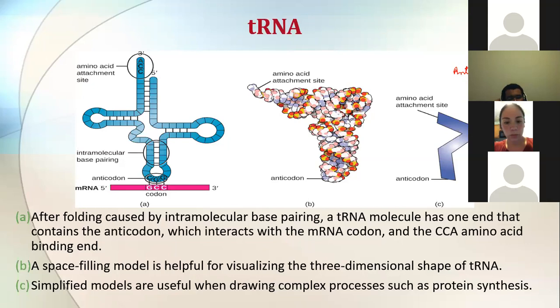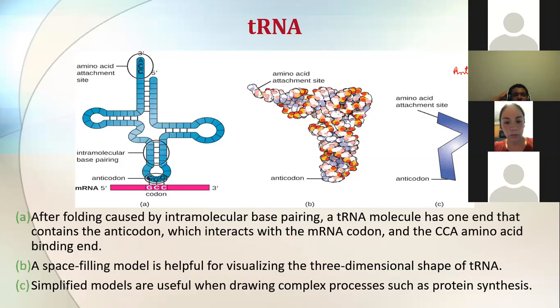Let's say this is the tRNA. The tRNA actually carries one amino acid. This is the codon for that amino acid. Over here we have the anticodon, so that has to match with this codon. Anticodon and codon have to match. Basically, the anticodon is the complementary of the codon.